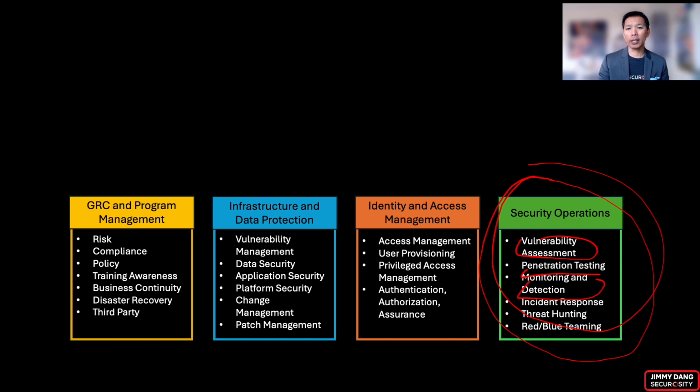Next, monitoring and detection utilizes advanced tools and techniques to monitor networks and systems for suspicious activities and potential security incidents in real time. We have incident response. This is to implement predefined processes to promptly respond to security incidents, minimize impacts, and restore normal operations while preserving evidence for analysis. And you have threat hunting here.